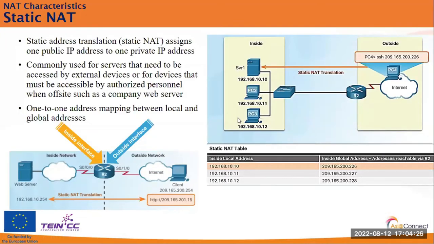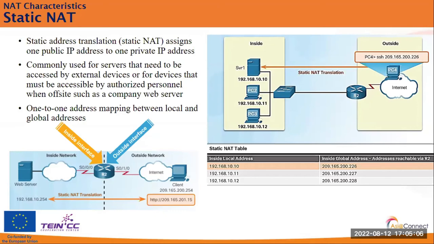Now you can see NAT actually has three types: static NAT, dynamic NAT, and port NAT. What does static NAT actually do? Every private IP address will have its own individual public address, which is not actually possible, because think about it: if you have 100 or 1000 private IP addresses, you need 100 or 1000 public IP addresses, which is not feasible in this situation, right?